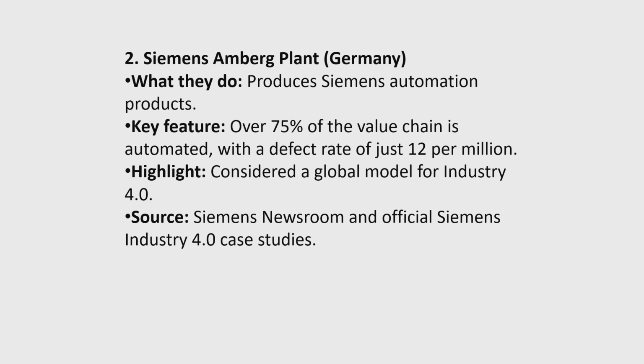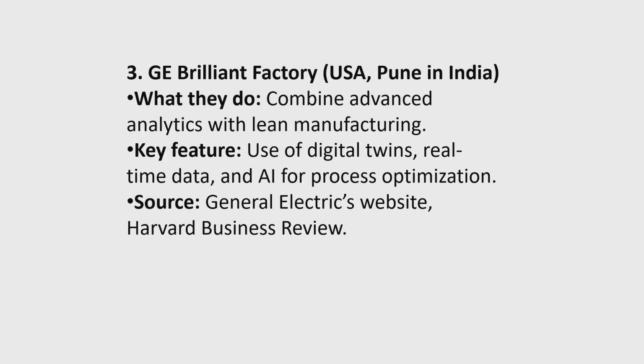Key features are that over 75% of the value chain is automated with a defect rate of just 12 per million, and it is considered a global model for Industry 4.0. And then you can see that GE Brilliant Factory is also there. They combine advanced analytics with lean manufacturing.